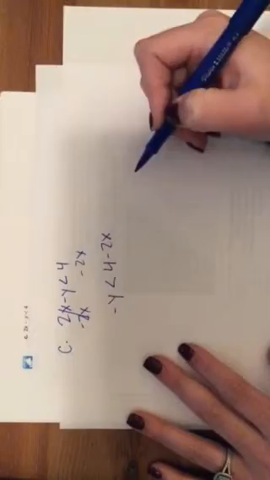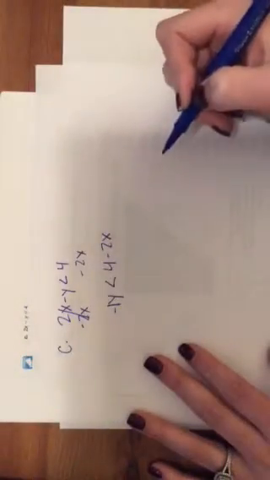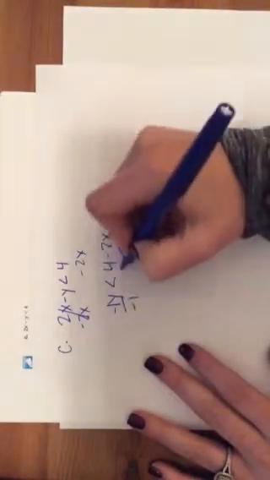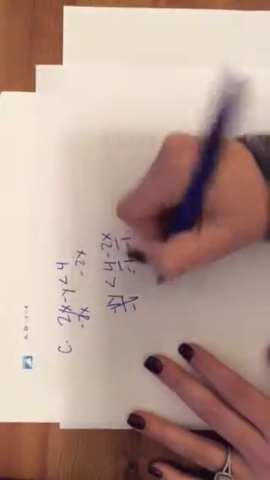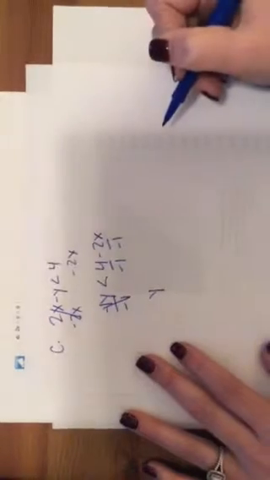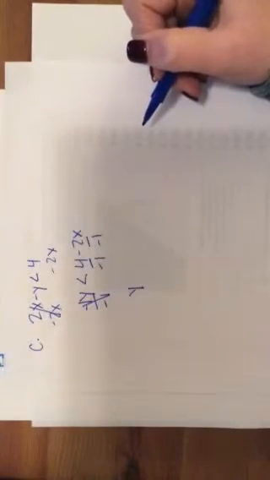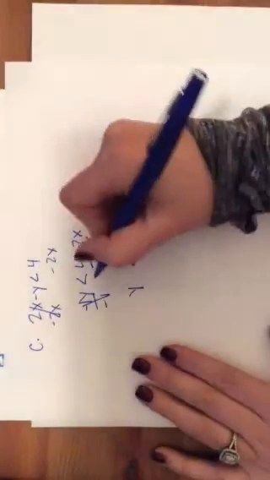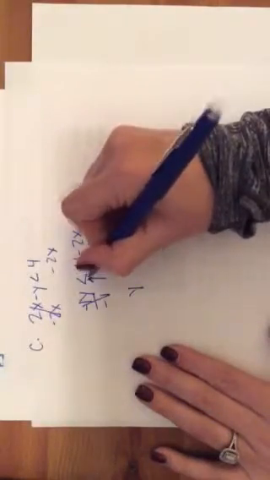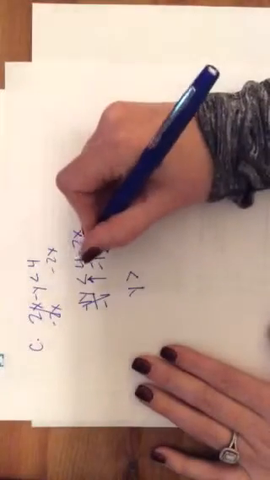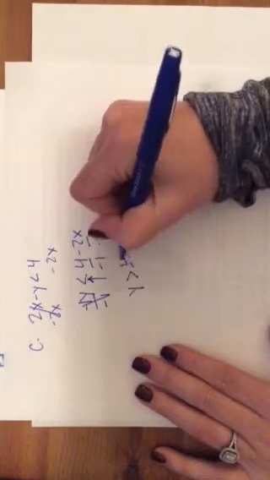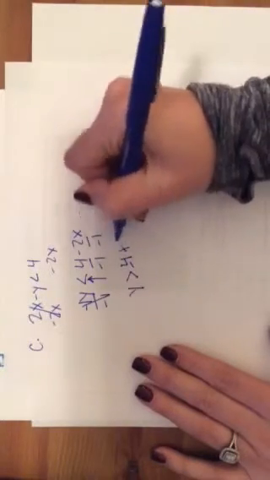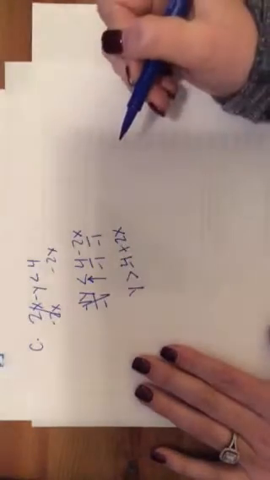Okay, now having a negative y is kind of like having a negative 1y. So I need to divide everything by negative 1. Now, when I do that, if you remember back to when we first learned inequalities, when you multiply or divide by a negative number, this sign has to flip. So I'm going to have to flip this into a greater than, and then I can just continue. 4 divided by negative 1 is negative 4. Negative 2x over negative 1 is positive 2x.